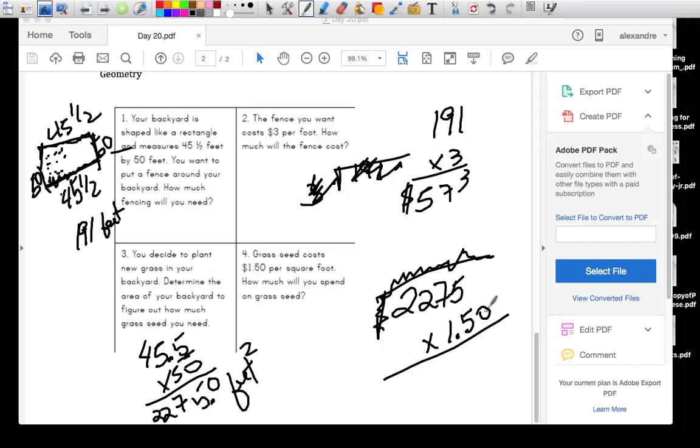So put the 0 here, 5 times 5, 25, goes 2, 35, 37, 3, 10, 13, goes 1, 11, and then move 1 over. The final answer is going to cost me, move 2 decimal places, $3,412.50. Really? Am I doing something wrong? No, I guess not. Really? Well, I guess that's the cost.